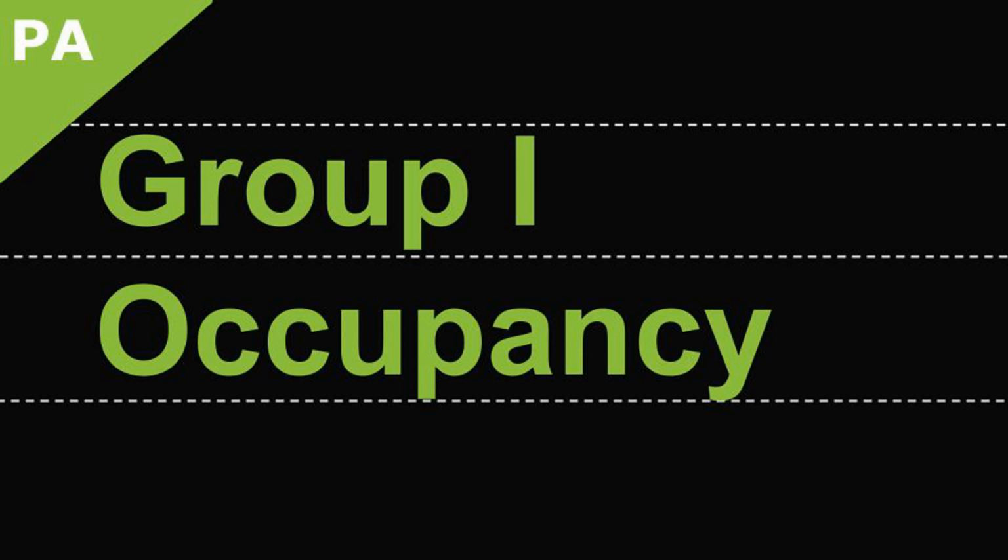Group I2 is for medical care on a 24-hour basis, including hospitals, skilled care nursing, and more. Group I3 is for greater than 5 people restrained, such as jails and prisons. And Group I4 is for daycare for greater than 5, less than 2.5 years of age, such as daycare for infants.